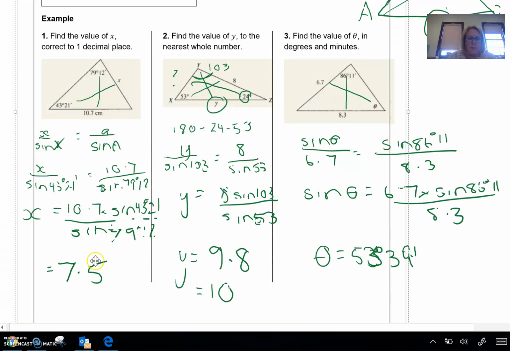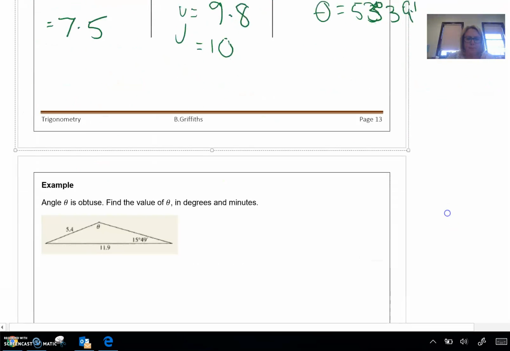Okay, so I've done the answers: 7.5, 10 and 53 degrees 39 minutes. If you got for the last one 0.805, you've forgotten to inverse sine.